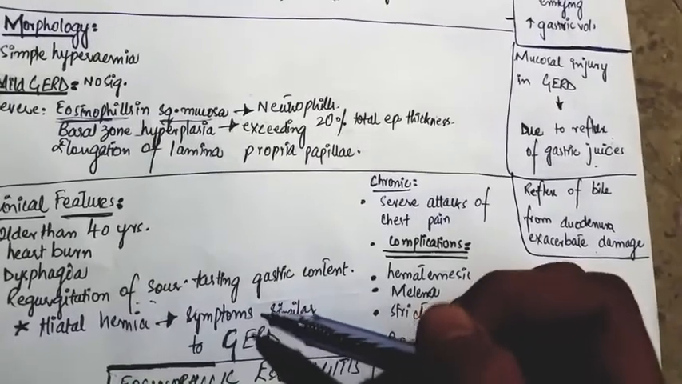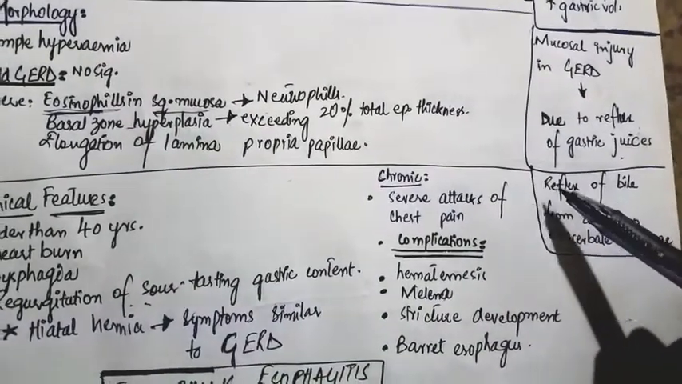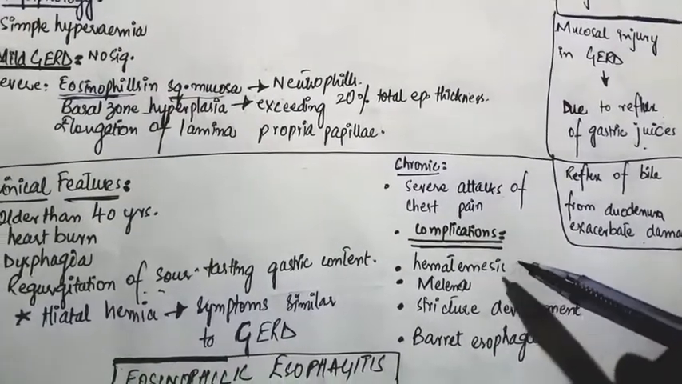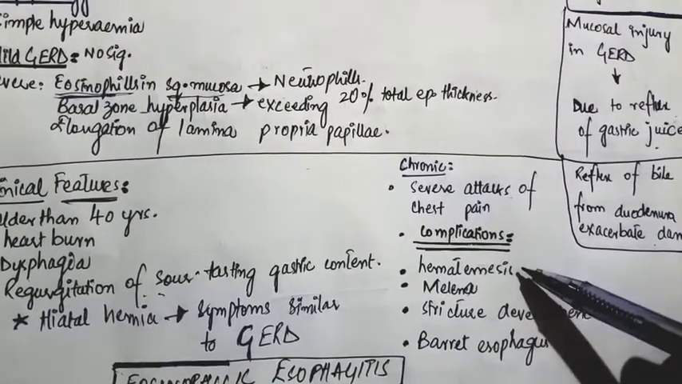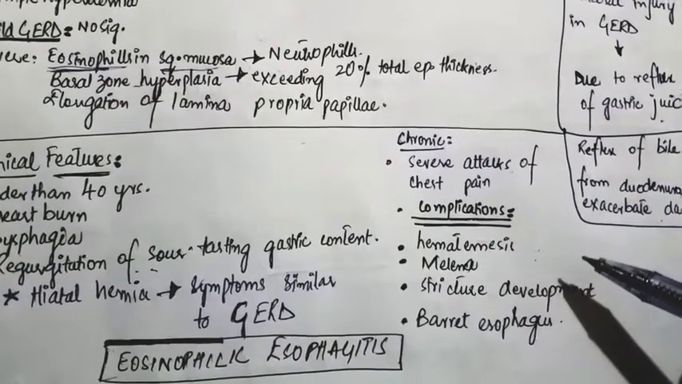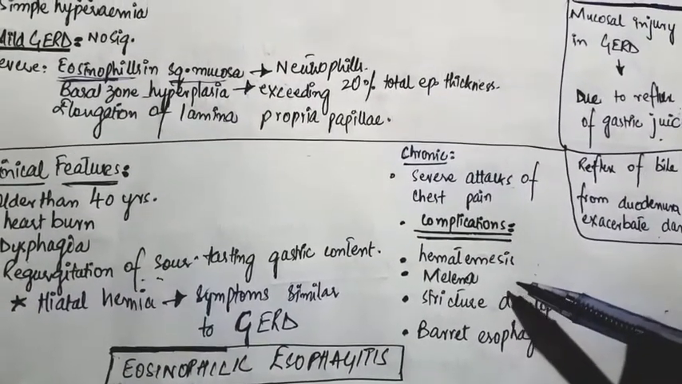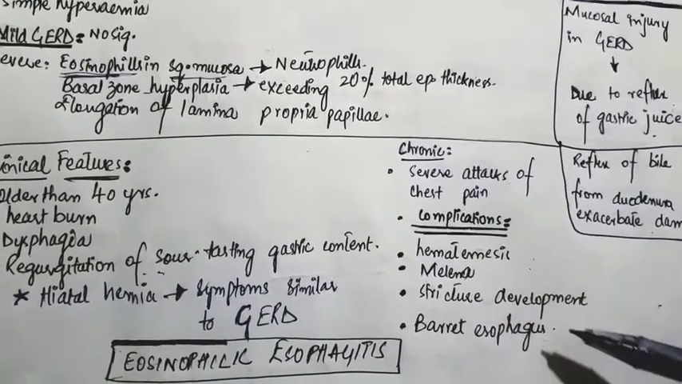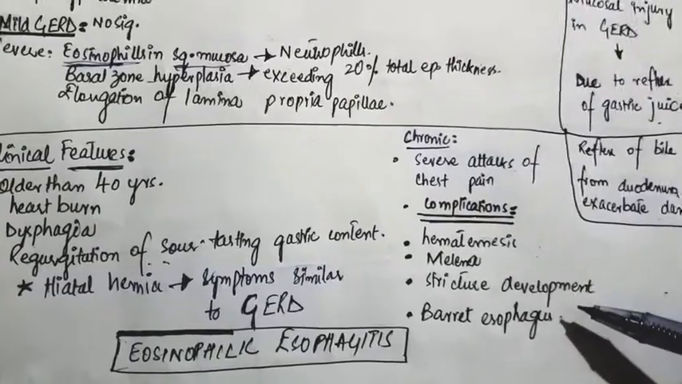And in the chronic cases, there will be symptoms like MI-like severe attacks of chest pain, and the complications include hematemesis, presence of blood in the vomiting, melena, stool containing blood, stricture development, constrictions, Barrett esophagus.